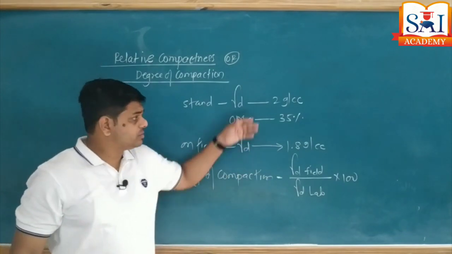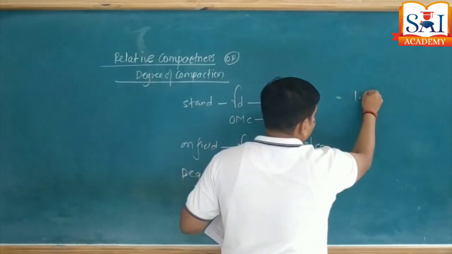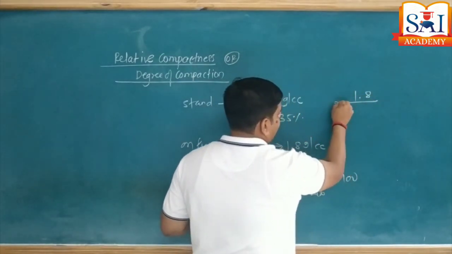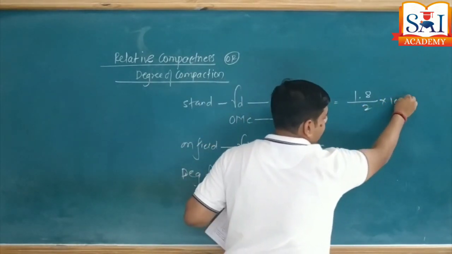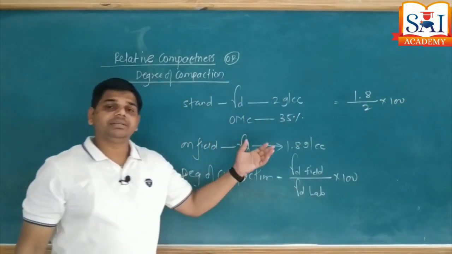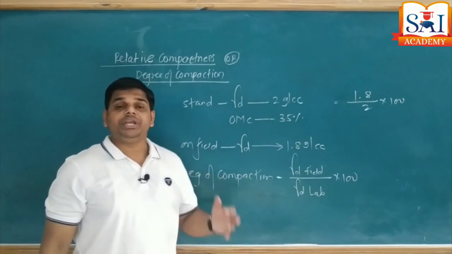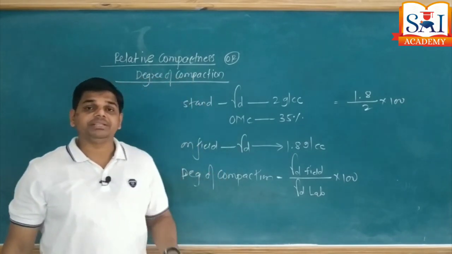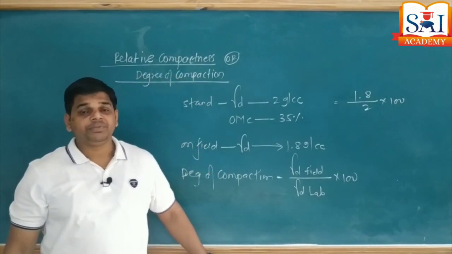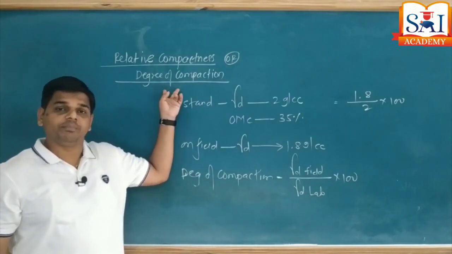Suppose we use these values in this expression. So gamma d on the field is 1.8, divided by the value in the laboratory, which is 2, multiplied by 100. When we solve this, our answer comes less than 100%, which means we are unable to reach the compaction level of 100%, so we need to increase the compaction process further. So this is a technique to calculate the relative compactness or degree of compaction.